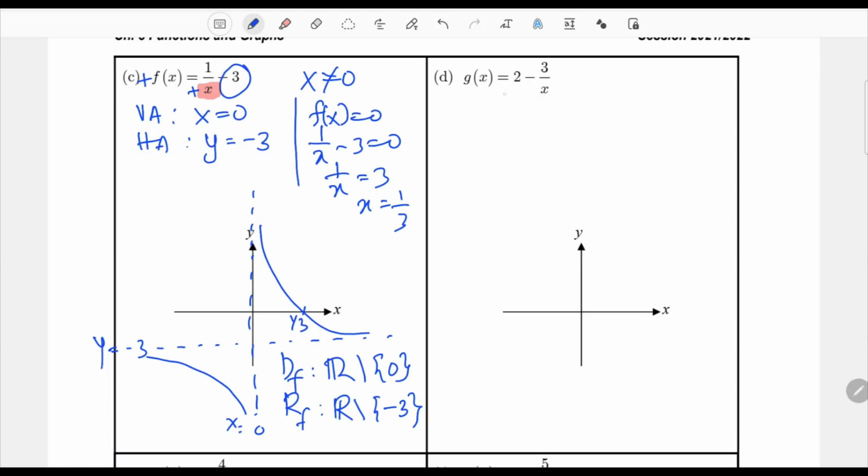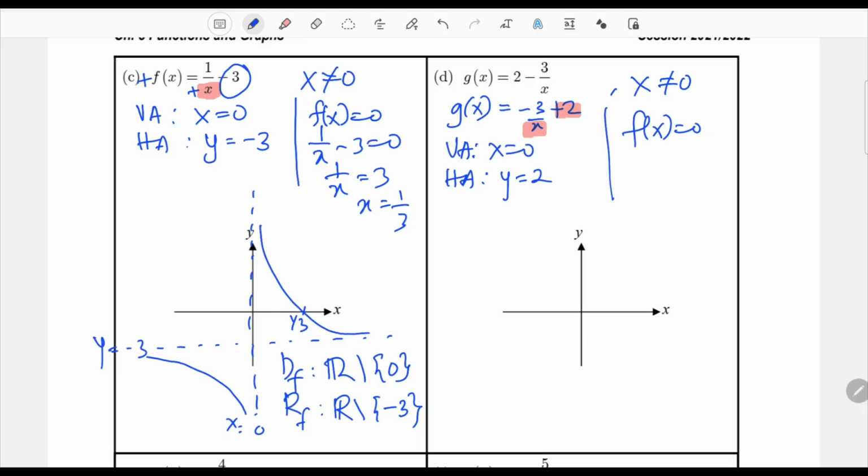D again. So you have g(x) equal to 2 minus 3 over x. So rewrite it in that format. So that is negative 3 over x plus 2. So again, you look at this part. Right, you need to write x cannot be 0. So that's where you get the vertical asymptote. So x equals 0, horizontal asymptote y equal to 2. Okay, when g(x) is 0, so 2 minus 3 over x is 0, 3 over x equal to 2, so x equal to 3 over 2.